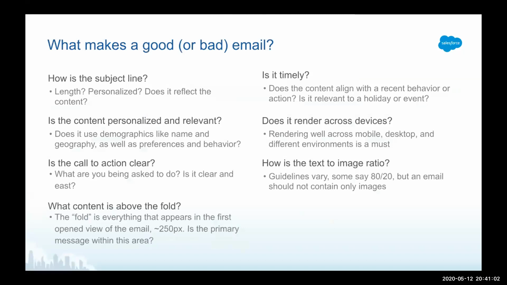So when you think about an email, what makes a good or bad email? Number one, subject line, right? You have to think about the length of the subject line. Is it personalized? Does it reflect the content that you're sending? The second thing is, is the content personalized and relevant? Does it use demographics like name and geography, as well as preferences and behavior? But you also don't want to overdo it with the personalization in the subject line and in the content.